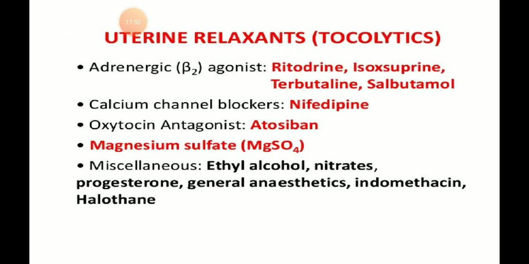So, from uterine stimulants we will shift to the other group of drugs which are as a whole known as uterine relaxants, and the synonymous term for this is tocolytics. So, the tocolytics are the drugs which inhibit myometrial contraction.